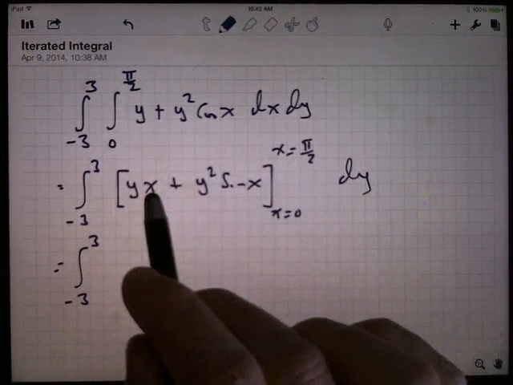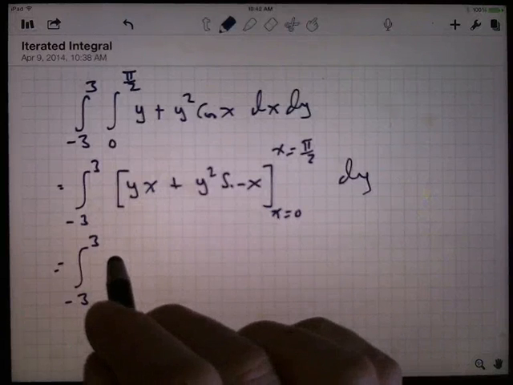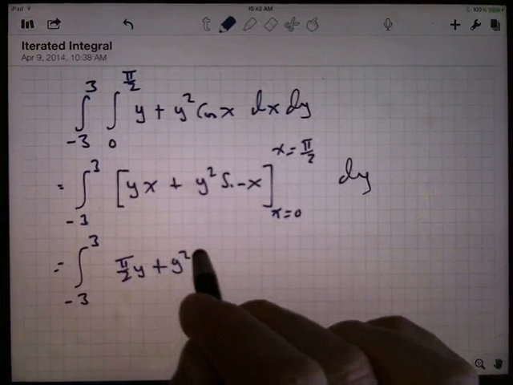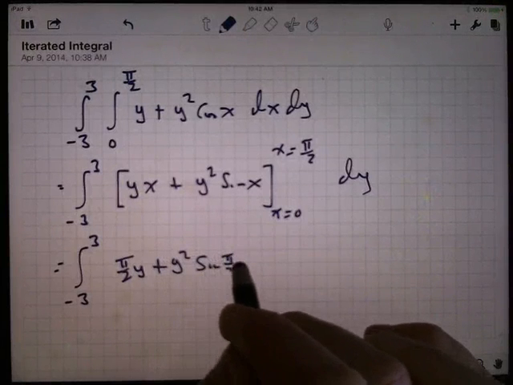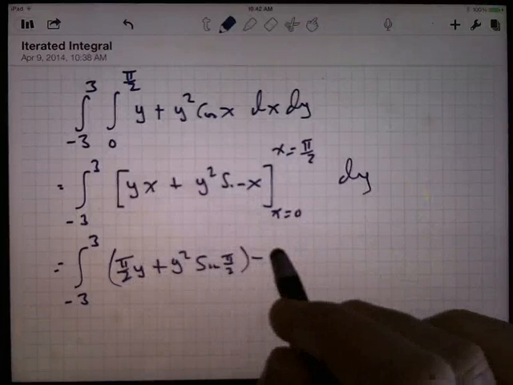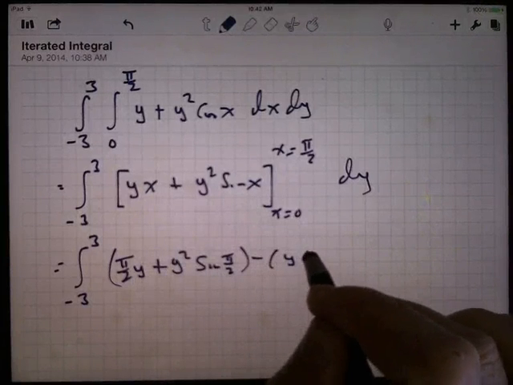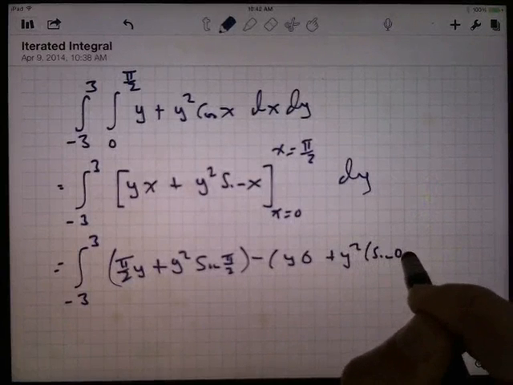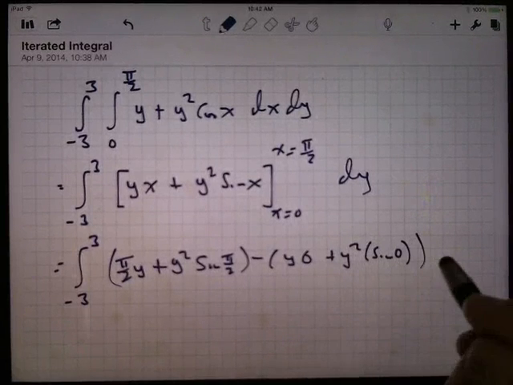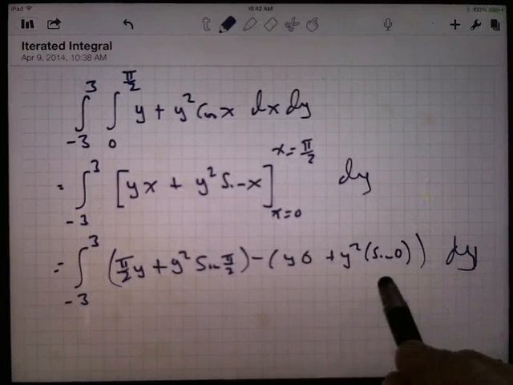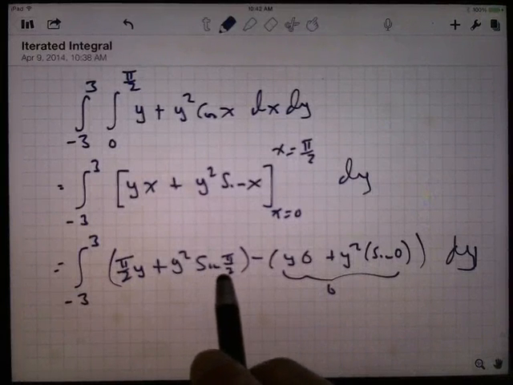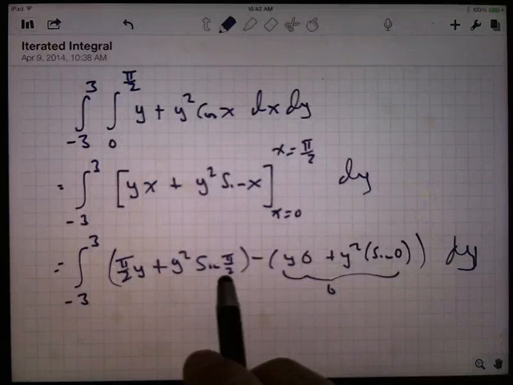I'm going to plug the pi over 2 in. So I've got pi over 2 times y plus y squared times the sine of pi over 2. And then I'm going to plug the 0 in. So I've got y times 0 plus y squared times the sine of 0. And oh, life is good, isn't it? There's still a dy when I'm done here. Sine of 0 is 0, so this whole thing just turns into a 0. The sine of pi over 2 is 1.